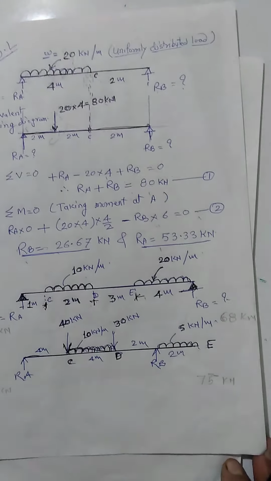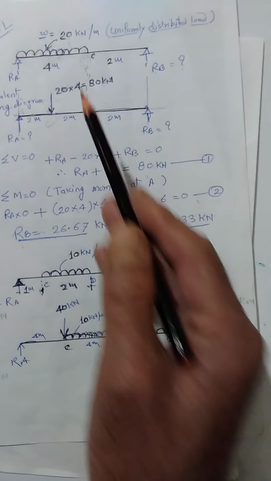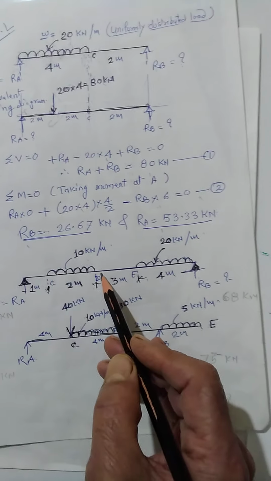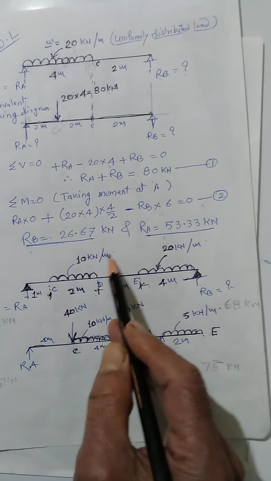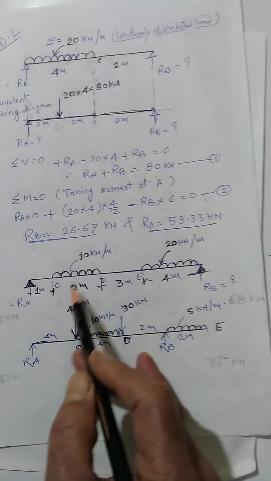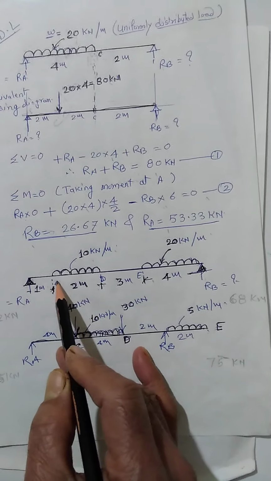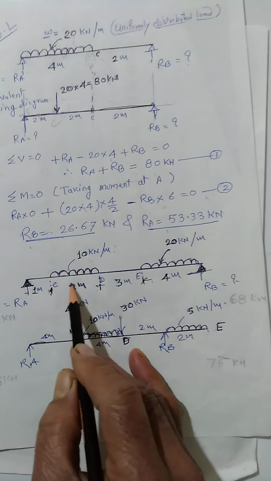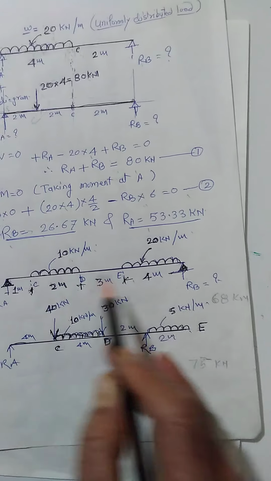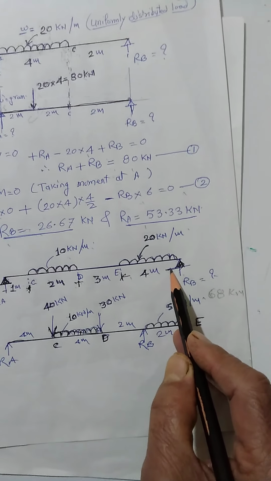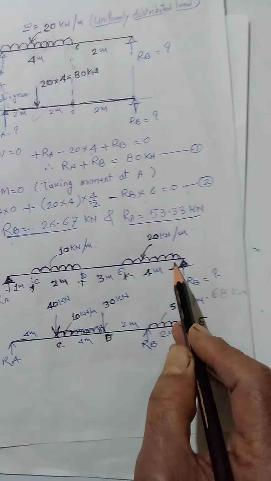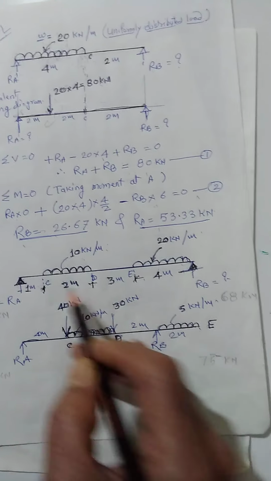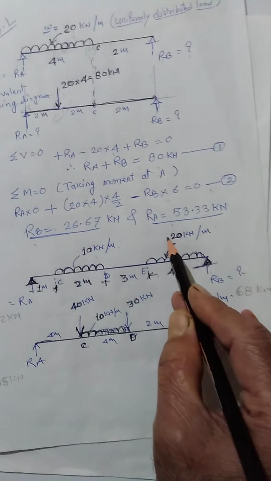How to do that? Exactly like this. Again convert the whole uniformly distributed load into an equivalent point load. This total distance is 2 meter at 10 kilonewton per meter, so the total is 10 into 2, that is 20, acting at half of this distance, that is 1 plus 1, that is 2. So 20 into 2. Similarly, this is 4 into 20, that is 80, again acting at a distance of 2 from here. Now one point load is acting over here, the other over here.